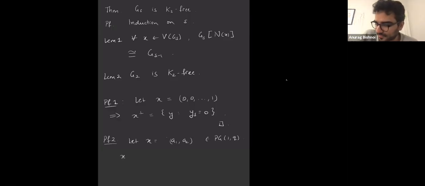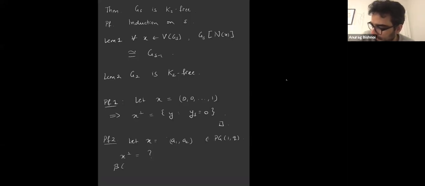Then can you tell me what the unique point orthogonal to X is? So what is X perp? There's a unique point, right? In PG(1, q) we have this orthogonality, so if you take any point, its perp is just another point. Can you give me the coordinates of the orthogonal vector, let's say? Anyone in the chat? Let me write down the bilinear form again.